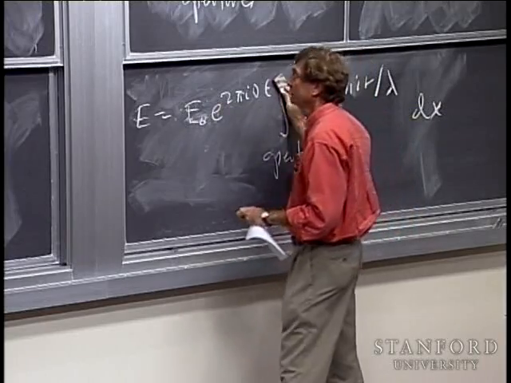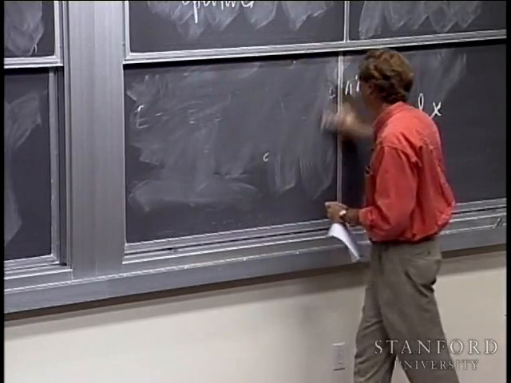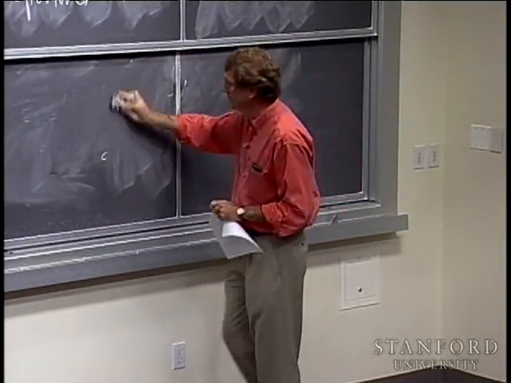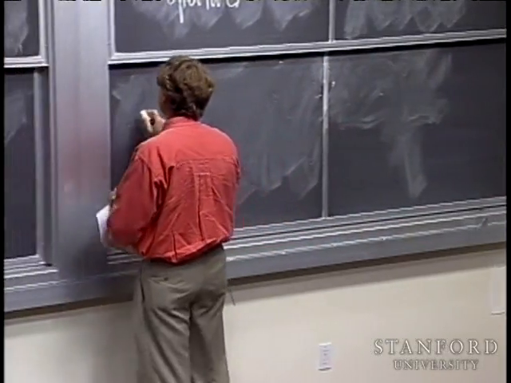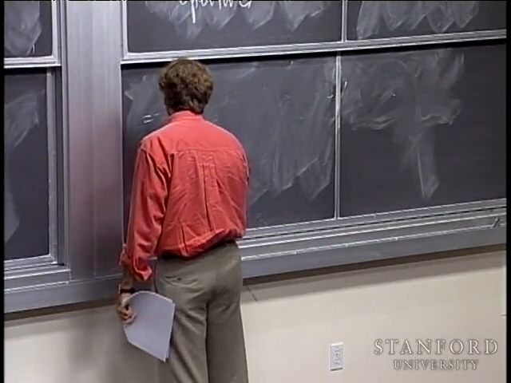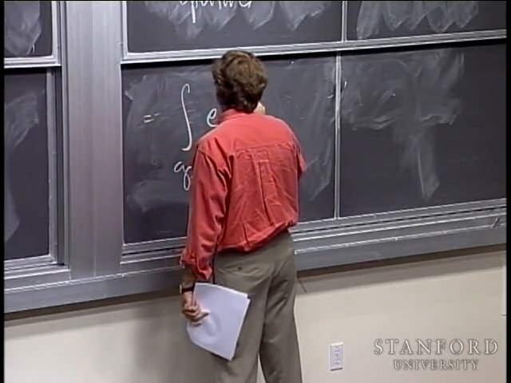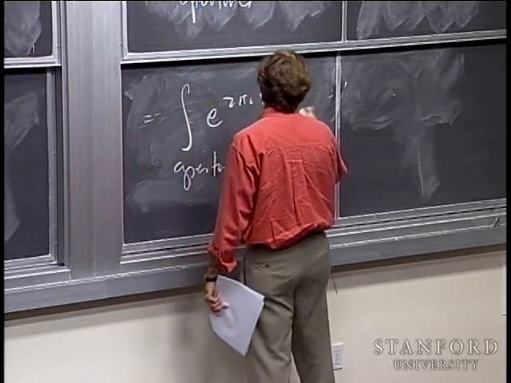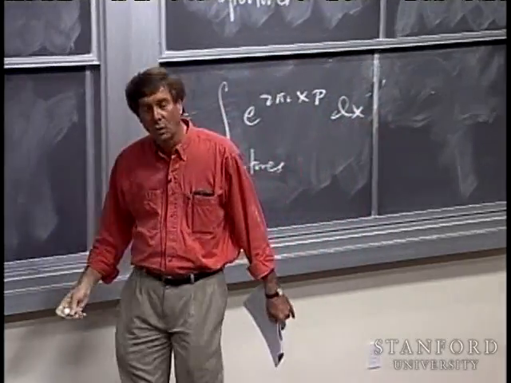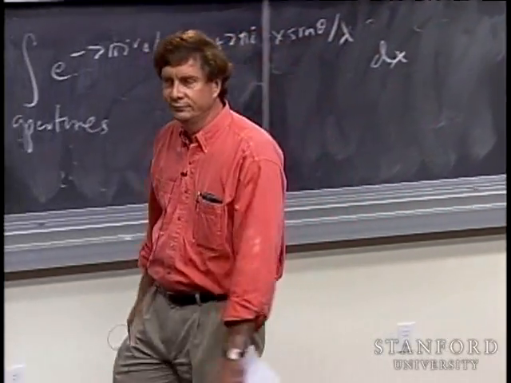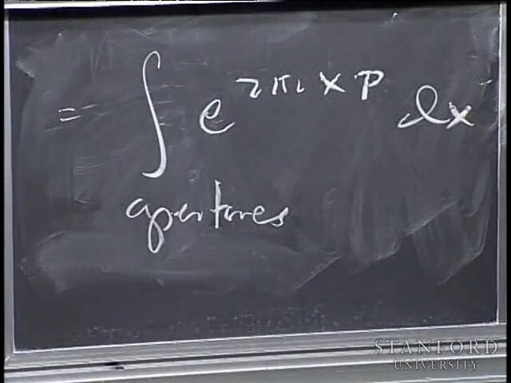Let me just concentrate on the integral. So it becomes the integral over the apertures of e to the 2 pi i x p dx. Okay, almost there. Now, let's introduce the aperture function, so to speak.